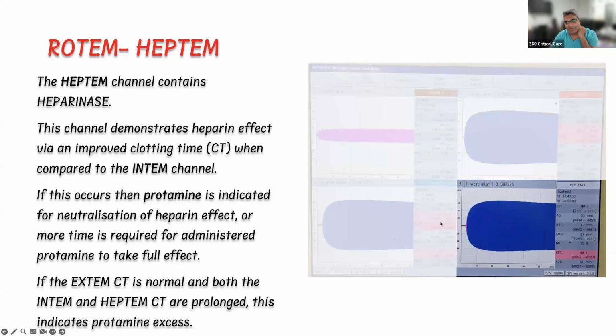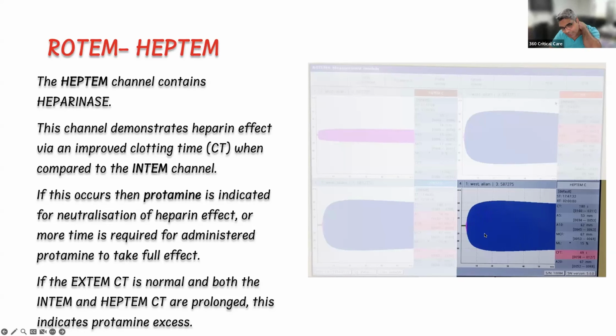If the EXTEM CT, remember EXTEM, the channel here, if the EXTEM CT is normal, that means your platelets and possibly the fibrinogen are normal, but the INTEM and HEPTEM CT are prolonged. So the INTEM CT is prolonged, the HEPTEM CT is prolonged, but the EXTEM CT is normal. That means the patient has protamine excess. Okay. So normal CT in EXTEM, abnormal in INTEM and HEPTEM means you have protamine excess.